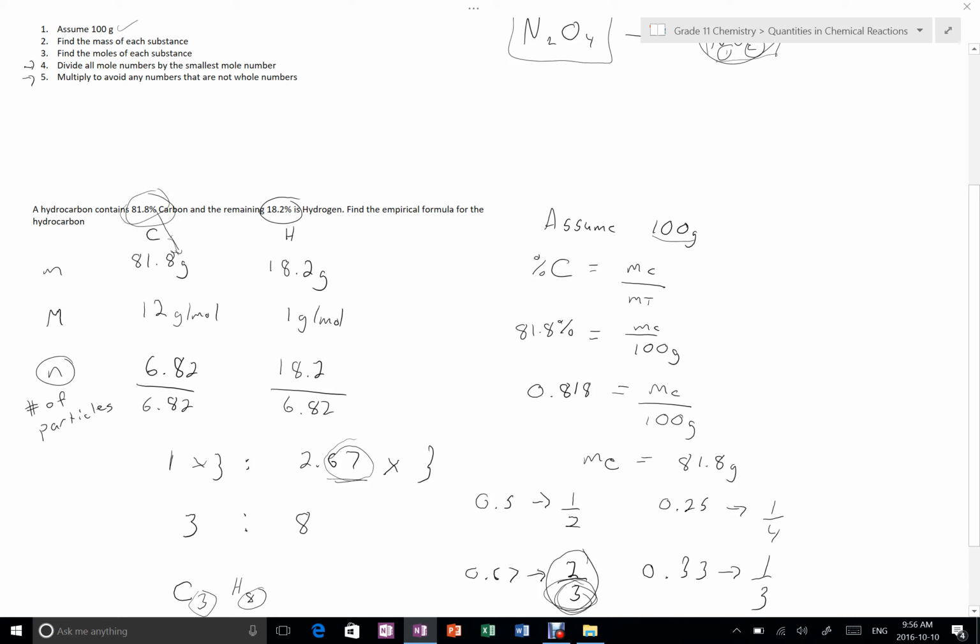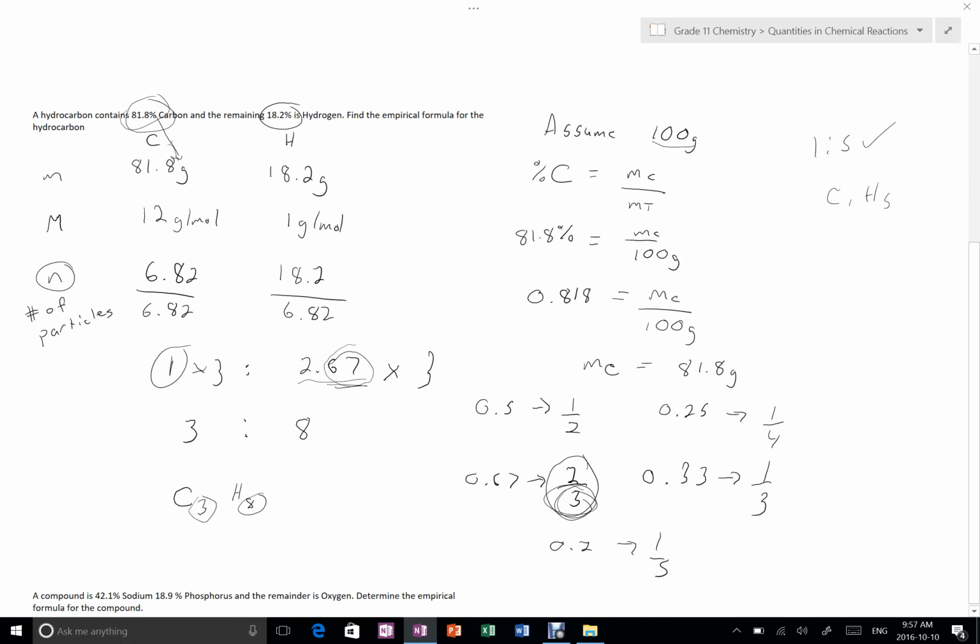If this had worked out to like 1 to 5 or something, then I would have been done and happy. I would have said C1H5, and I would have been very happy. But it worked out to something funny. It worked out to 1 to 2.67. So it didn't work out into a whole number ratio, even though I did what I said to do in step number 4. So step number 5, I have to look at the numbers carefully, and I have to decide what's causing this decimal place.